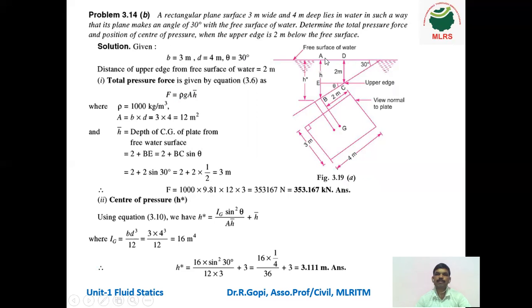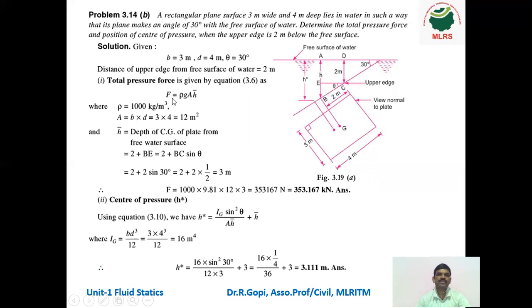So this is your upper edge, and this is placed exactly 2 meter from the free water surface. So this plate is placed in an inclined manner like this. This is our top view, so you can see from the top it shows a rectangular shape. So how do we find the total pressure and center of pressure?